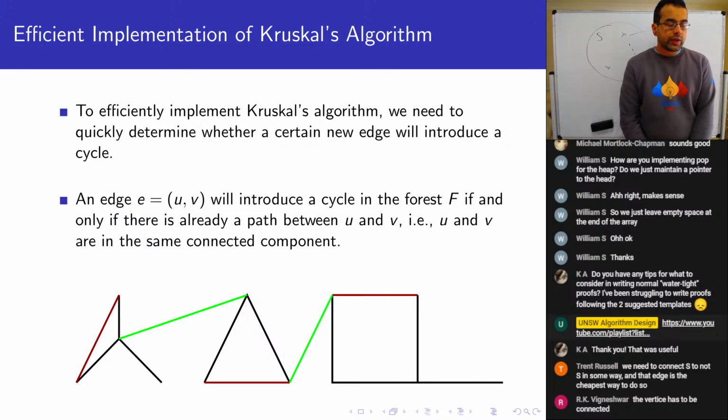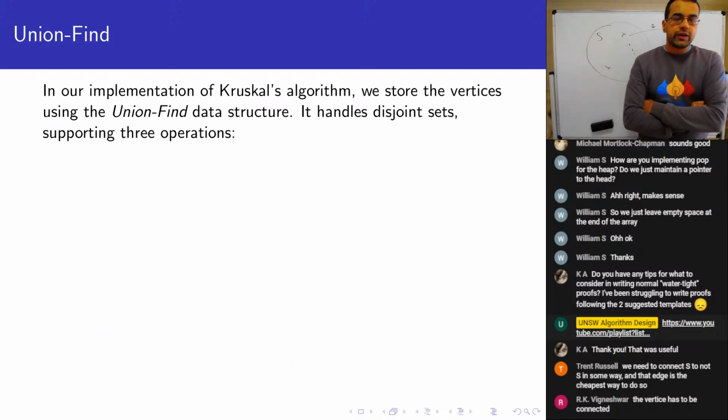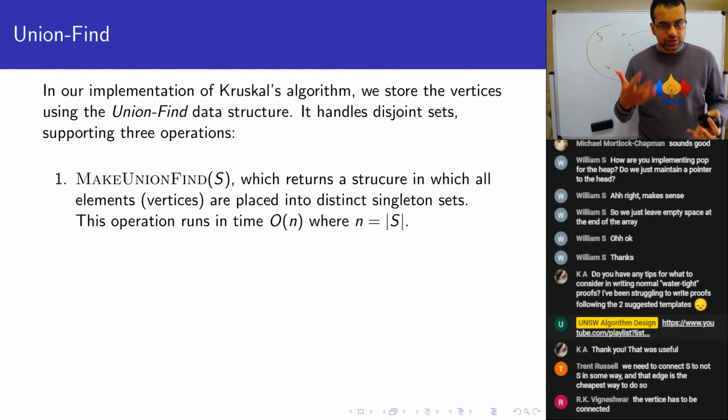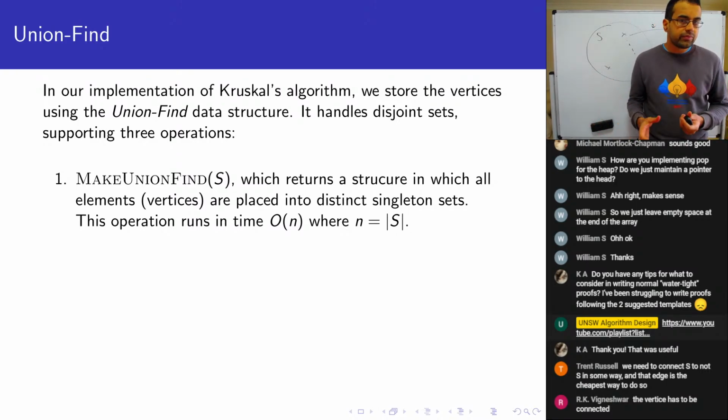So we need a way to quickly determine, given 2 vertices, are they in the same connected component or not? Of course, these connected components partition the vertex set into a whole bunch of disjoint sets. And that's where the union find data structure comes in. So the union find data structure partitions a big set, such as our vertex set, into several disjoint sets, and it supports 3 operations. First is just construction, where we initially put everything into its own singleton set. This is straightforward.